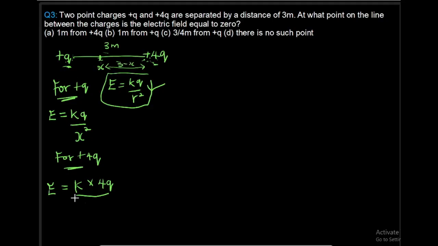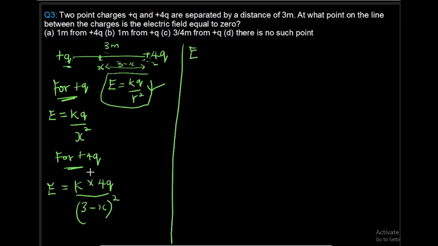3 minus X. So the distance we are going to use for this charge here, plus 4Q, is going to be 3 minus X. All right, now do not forget the distance is squared, so we'll say 3 minus X all squared. So this is our value.